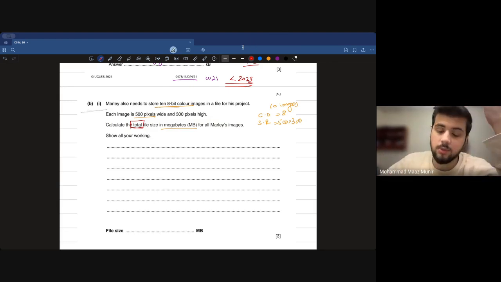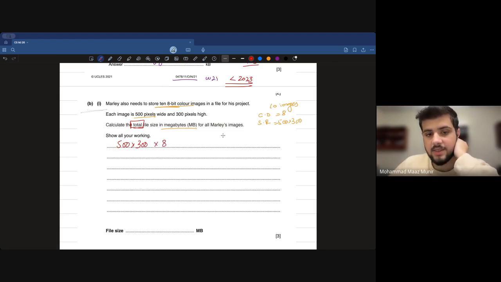It might be possible the examiner gives you 10 8-bit images, but asks you to calculate the size for one image. Then do not multiply. Do read the question in the right way so that you do not get confused. Now the formula would be what? It's going to be the screen resolution, so 500 into 300, multiplied with the number of bits, which is 8. Because this gives the answer in bits, I will divide this by 8.